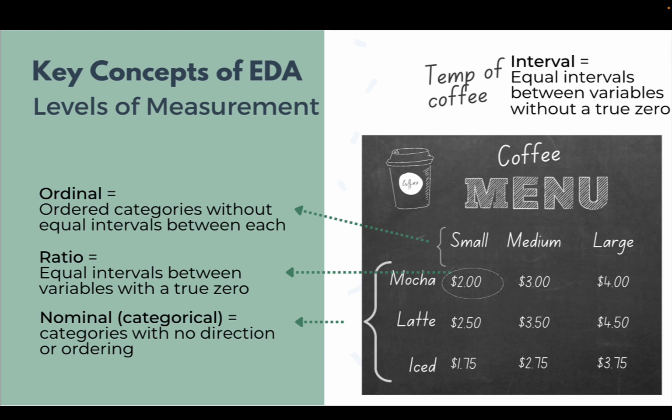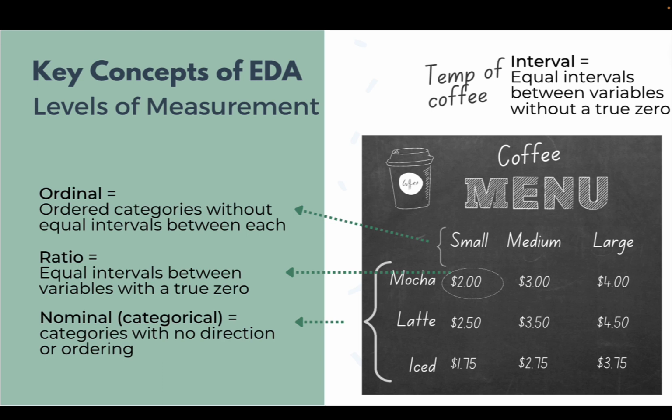Another important set of key concepts related to EDA are the various levels of measurement. Different variables in your dataset may have different levels of measurement, which will affect the type of analysis that you're able to do. Levels of measurement differ in the amount of precision needed in the measurement. Less precise levels of measurement restrict what you can do with the data. Let's explore the various levels of measurement using a coffee menu example.